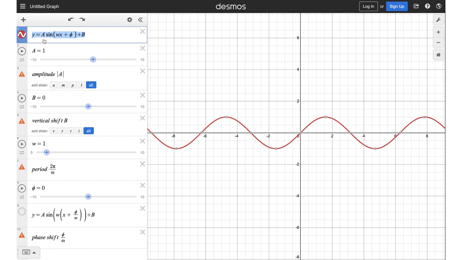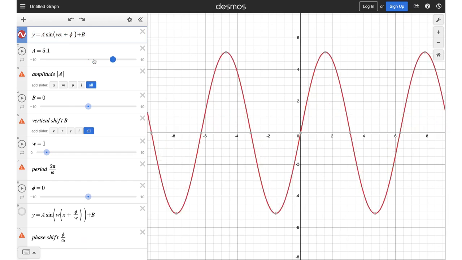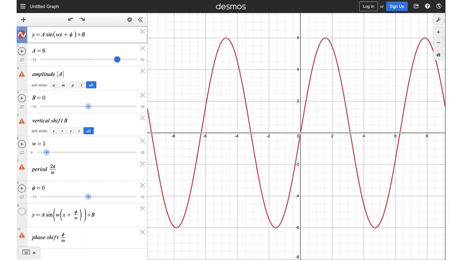So starting with this a on the outside here, you may remember multiplying a function by something on the outside causes a vertical stretch or shrink, and that's exactly the same thing it's going to do here. If a is 6, there's what my graph looks like. Instead of going from -1 to 1, now it goes from -6 to 6. It's a vertical stretch, and the only thing it affects is how high up and how far down from the middle my sinusoid goes. We give a name to this distance. We call it the amplitude. So the amplitude of this function is 6.